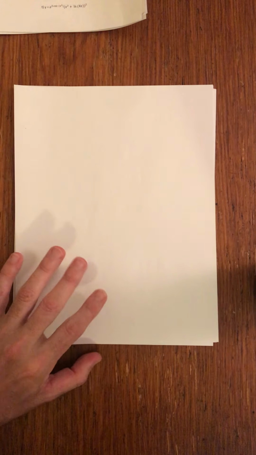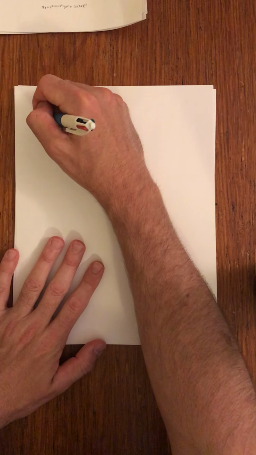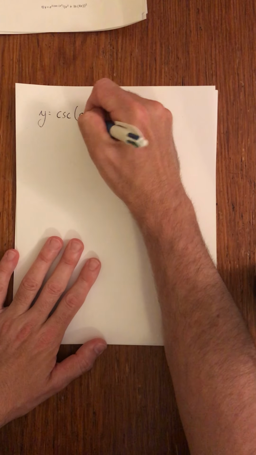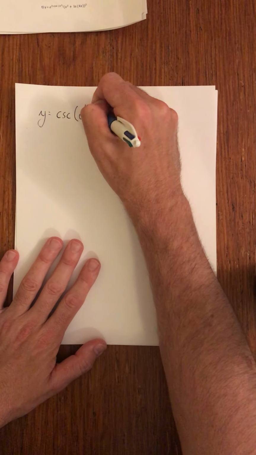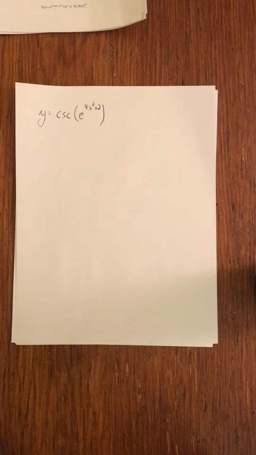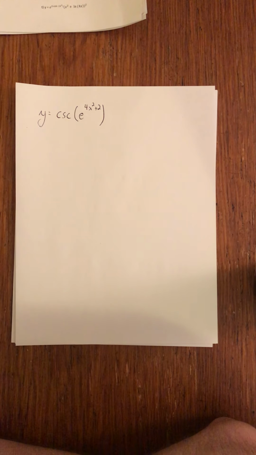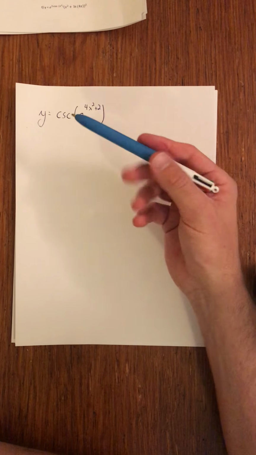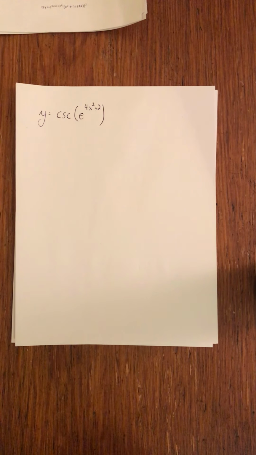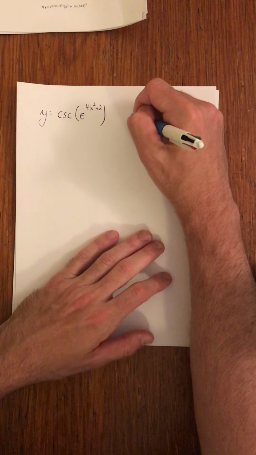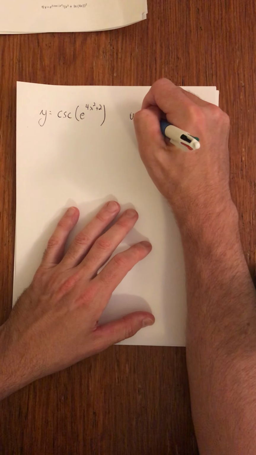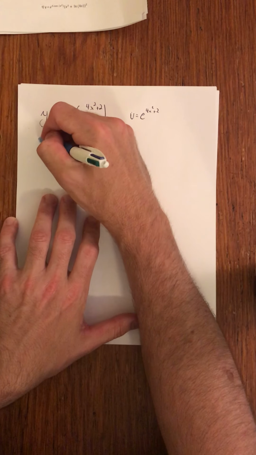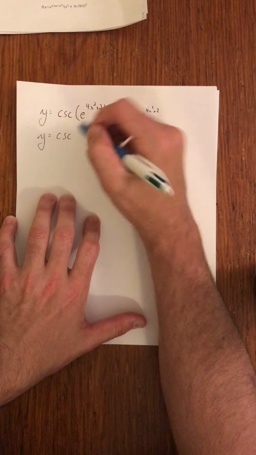So now, this nasty thing. I've got y equals the cosecant of e to the 4x squared plus 2. I mean, there's just like layers of complication here. The first thing is, there's a whole bunch of things I don't have rules for. Now, what I do know I have rules for is, okay, well, if I let u equal e to the 4x squared plus 2, I know I can turn this into y equals cosecant of u.